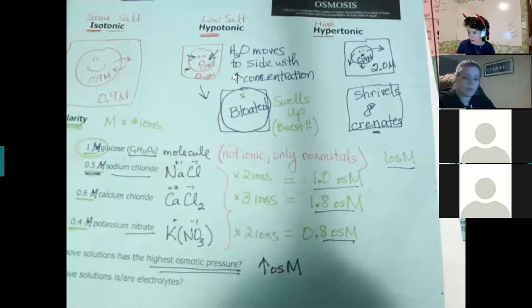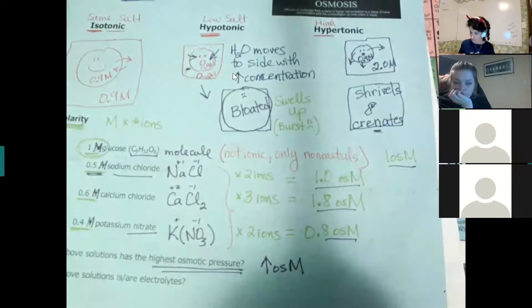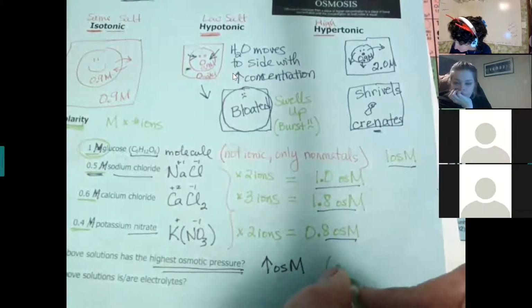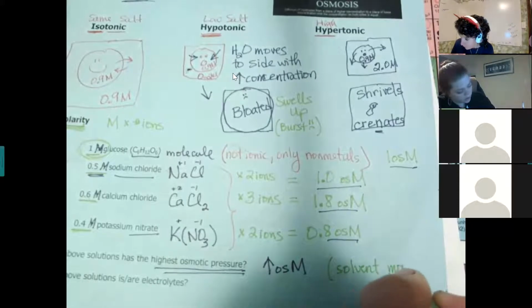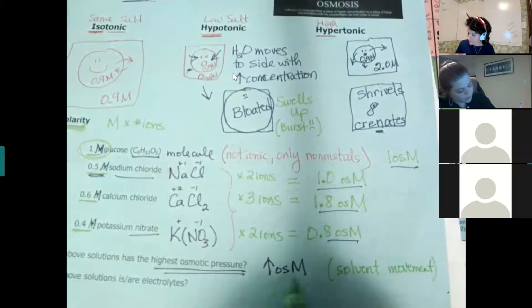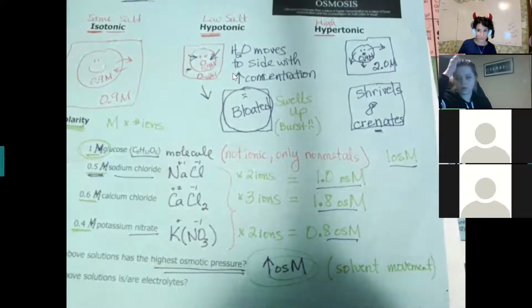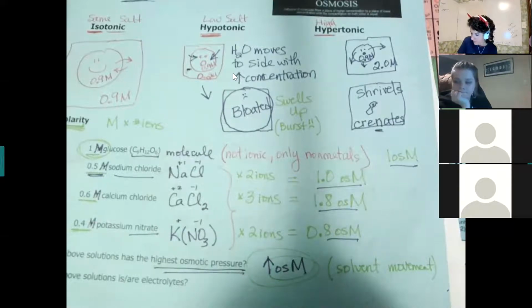Osmotic pressure is that movement of osmosis. So the greater these numbers, the more osmosis movement. So it's the solvent movement. It's pulling the solvent into or out of. So the higher the osmoles, more solvent is going to move. This question is actually really important, the electrolytes.